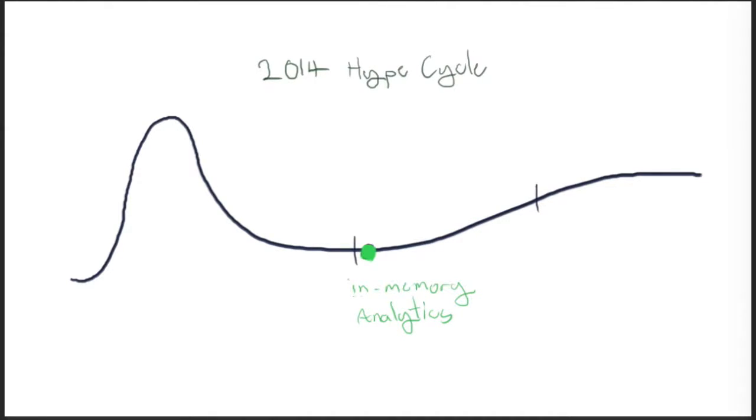In-memory analytics was featured briefly in the Gartner hype cycle in 2014 at the beginning of the slope of enlightenment. Gartner expected the technology to reach the plateau of productivity in less than 2 years. So what is in-memory analytics? Or more precisely, how do you perform it?